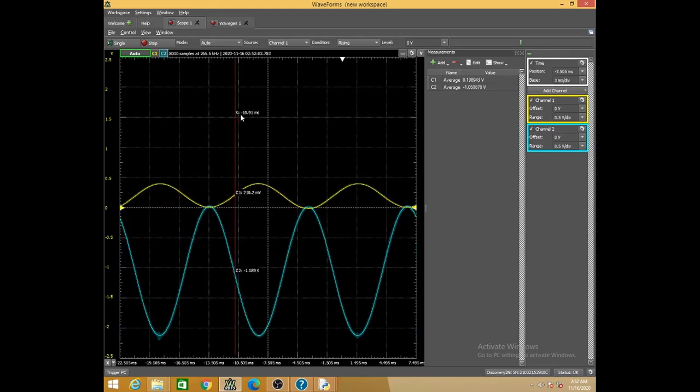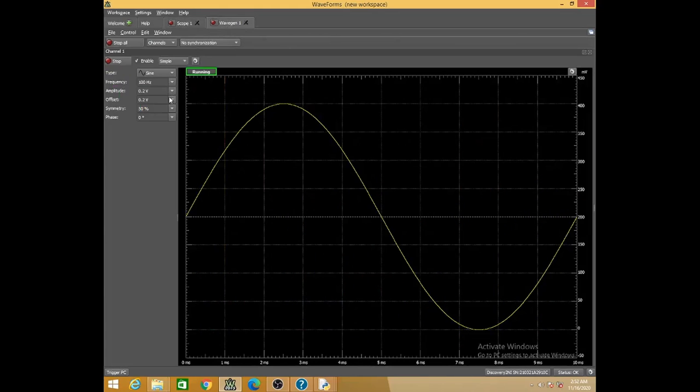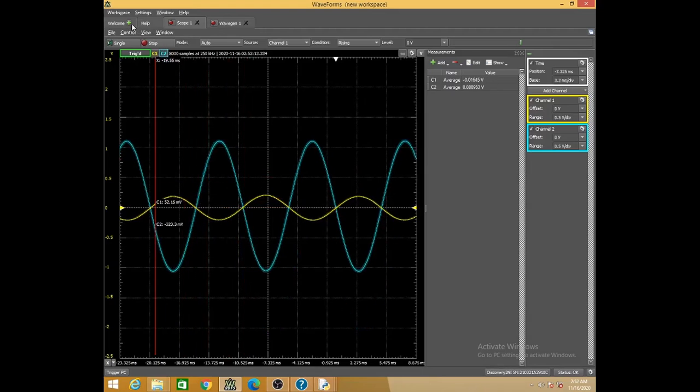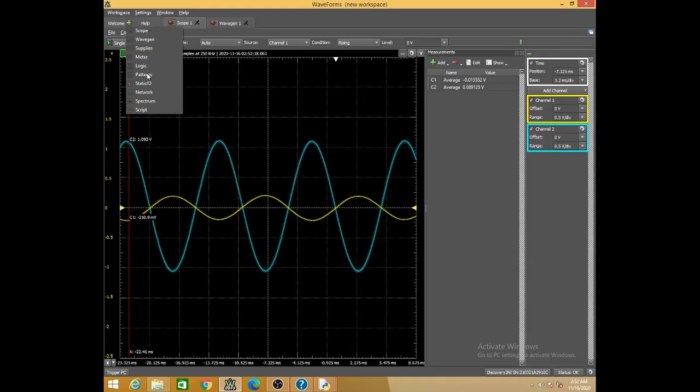Now I'm trying to apply the sine wave. I'll make the offset voltage 0. Go back to your waveform. Now you can see what the input peak to peak and output peak to peak are. Now this is about the time response.